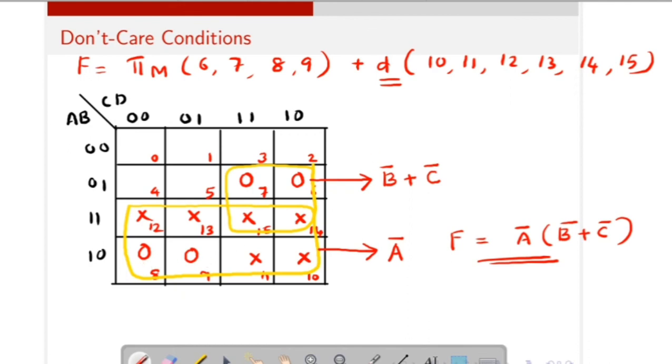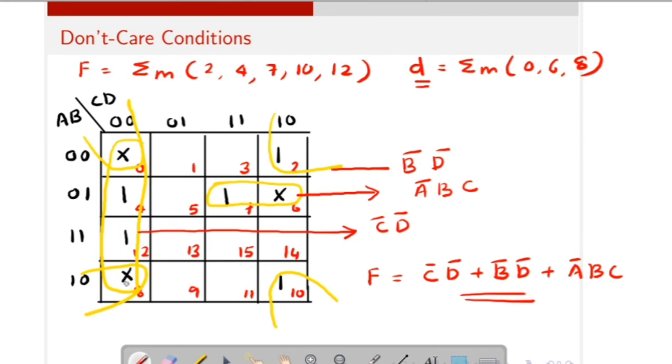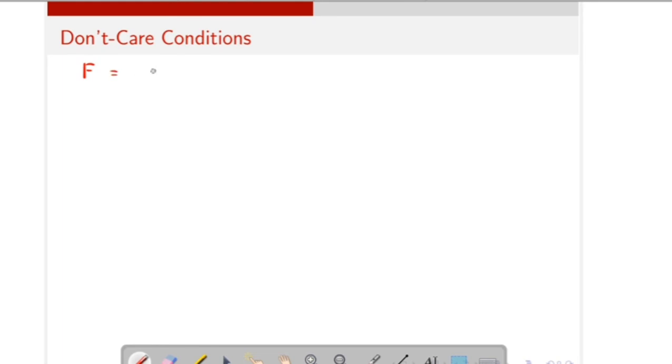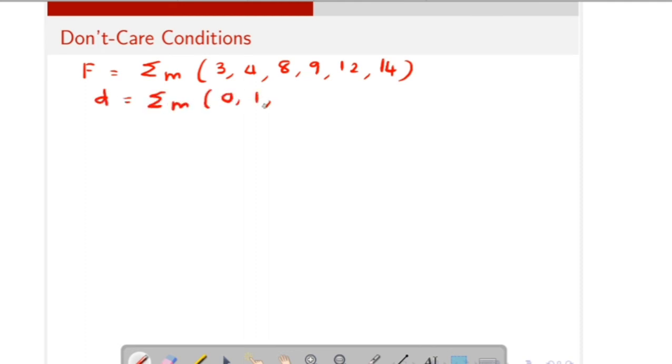In the previous example also we grouped all the don't cares, but it is not necessary to group all the don't cares, but in these two examples all the don't cares are needed for grouping. That's why they are grouped. Okay, consider another example. F is equal to sigma m of 3, 4, 8, 9, 12, 14 and D is equal to sigma m of 0, 1, 6, 13, 15.